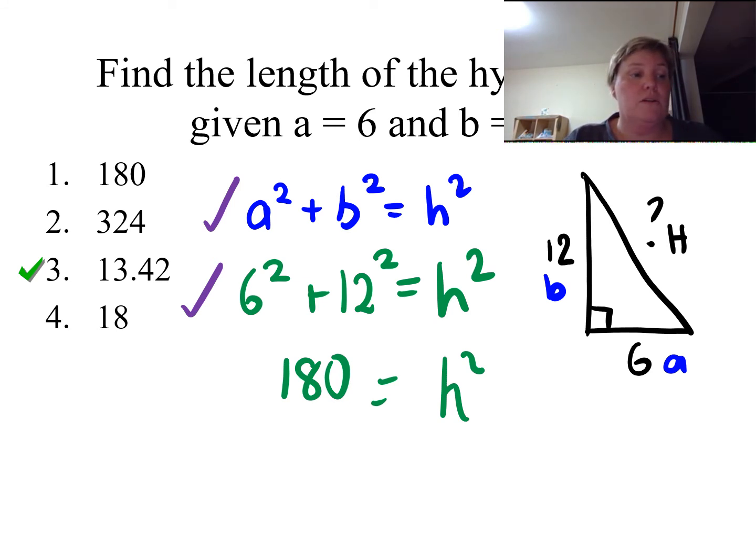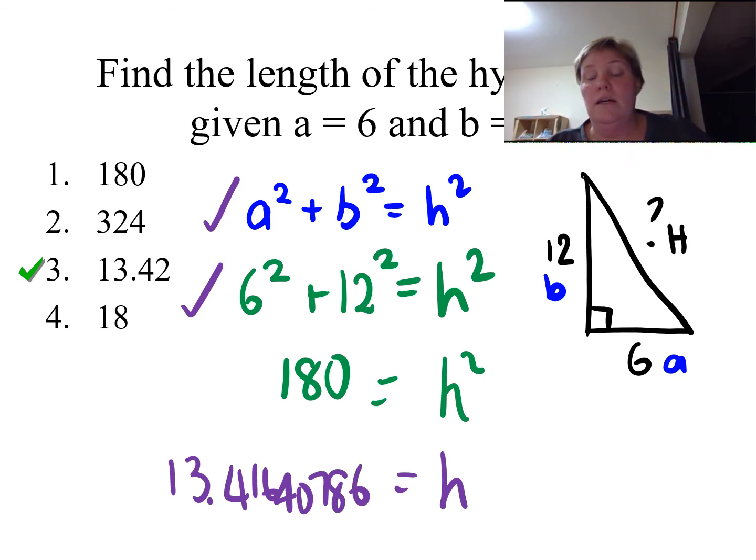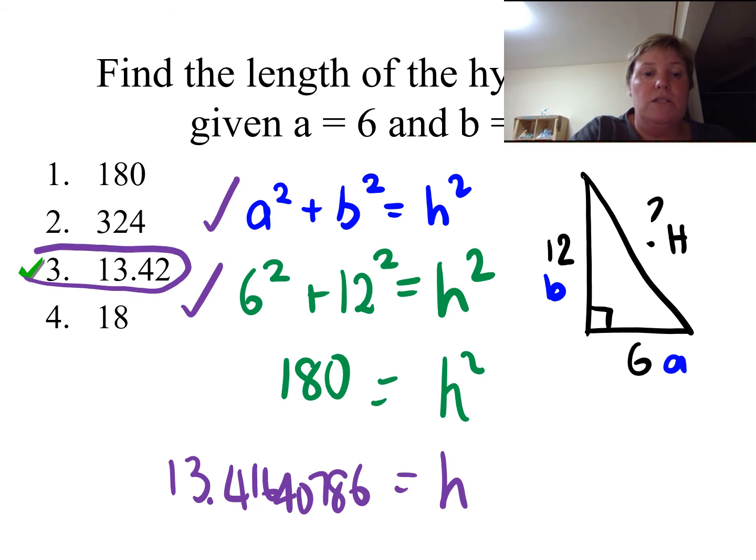So let's have a look. I'm going to root 180, and I'm going to get 13.4164076. Now I'm going to go back and have a look at the answers. The nearest one is this one here. It's been rounded, so 13.42. So that is the correct answer.